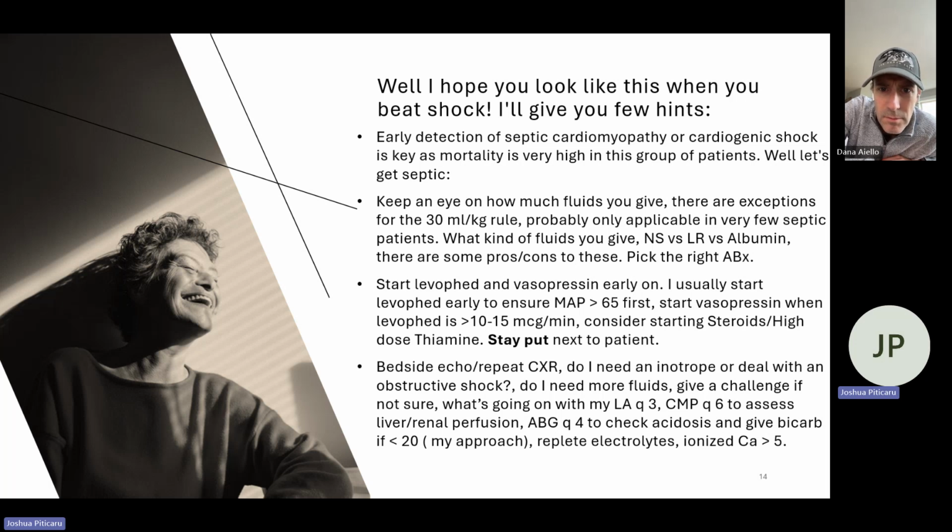Do I need an inotrope, depending on that echo? Or do I need to deal with an obstructive shock? Do I need to do something about the tamponade or the pneumothorax? Do I need more fluids? So you can look at the IVC and give a fluid challenge. You don't have to go crazy and give a liter. Give 250, maybe 500. The fluid challenge is 250. Give it, see if there's an improvement. Sometimes you have to give less, especially in low EF states, but if you have a normal EF, you can give more than that.